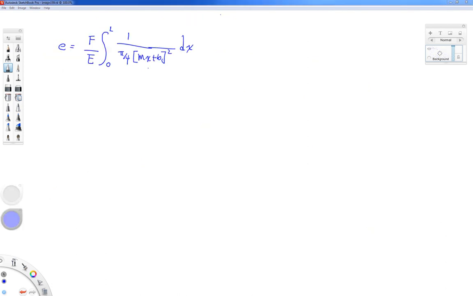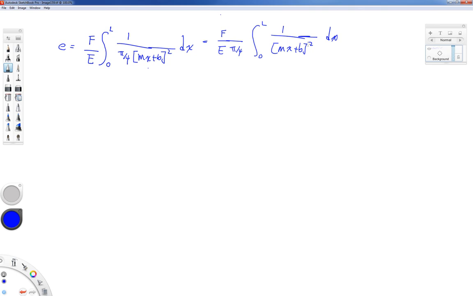Now the pi over 4, that's also a constant. We can bring that out in front if we want as well. Let's go ahead and do that. I'll write this one more time. We have the force in the bar divided by the modulus of elasticity, and the pi over 4 can come out on the bottom. And then we have an integral along the length of the bar of 1 over this quantity, mx plus b squared. Now I'm just going to leave that mx plus b like that, even though we know what they are. We'll substitute them in at the end.